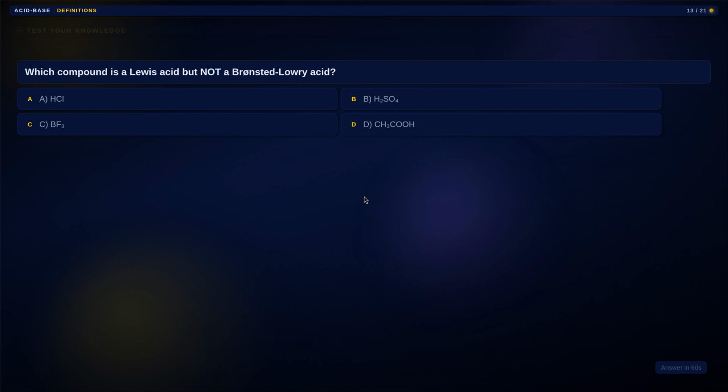Quiz question 3. Which compound is a Lewis acid but not a Bronsted-Lowry acid? Option A, HCl. Option B, H2SO4. Option C, BF3. Option D, CH3COOH.